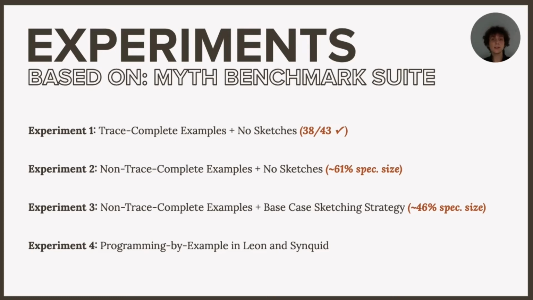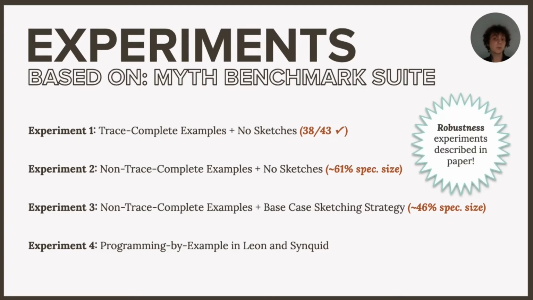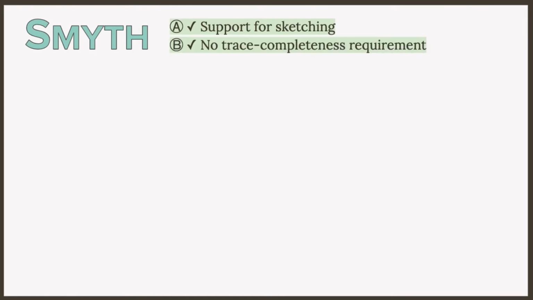We hypothesized that combining the insights of live bidirectional evaluation with logic-based program synthesis could result in a system that has the power to specify complex data structure invariants while also having the ease of use of not having to specify trace complete examples. The last thing that I'd like to say is that these 4 experiments are a measure of expressivity, but we also ran experiments that tested the robustness of Smith, and these are described more in the paper. So that's Smith, an example-based program synthesizer with support for sketching and no trace completeness requirement.